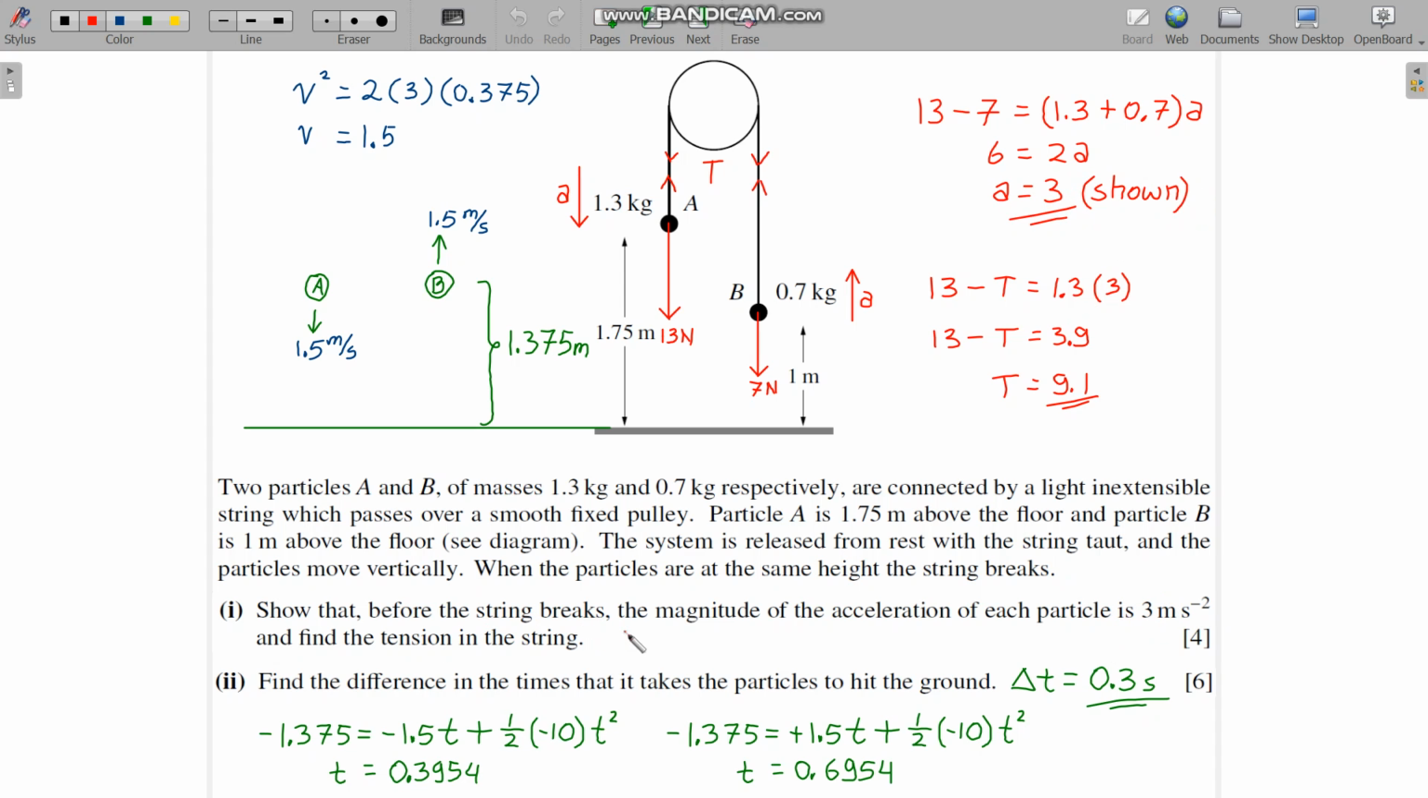Find the tension in the string. Here we are using the FBD of A. 13 downwards positive, the T upwards negative. 13 minus T equals the mass, which is 1.3 only, times the acceleration we already know, 3, so we have the tension. Find the difference in the times that it takes the particles to hit the ground.